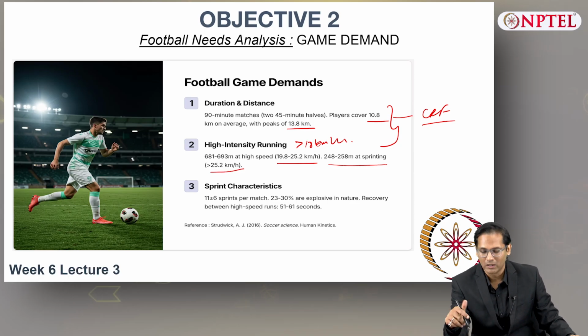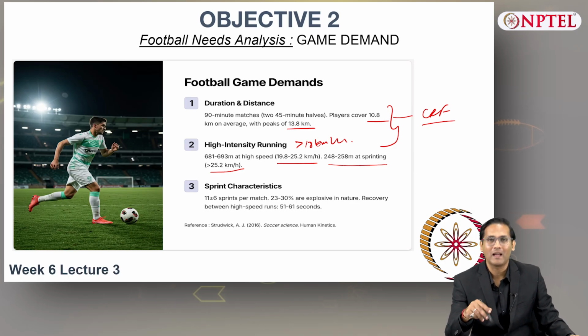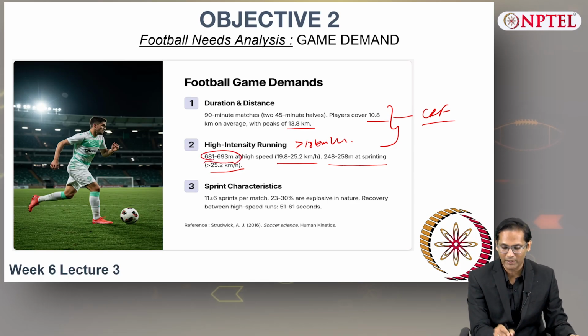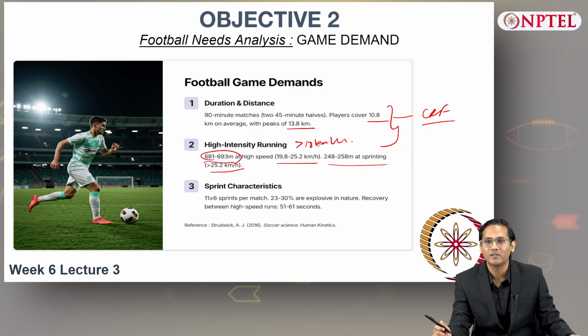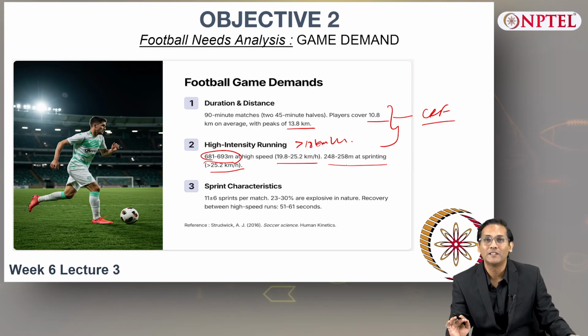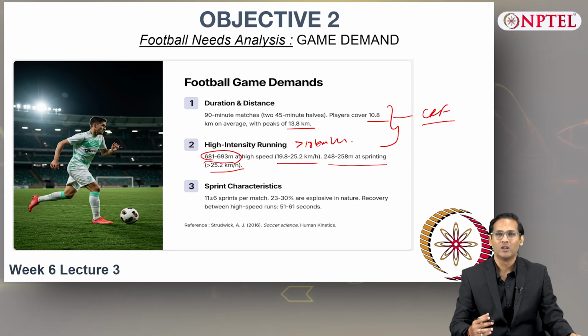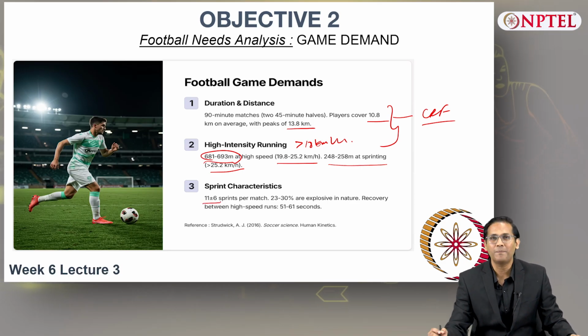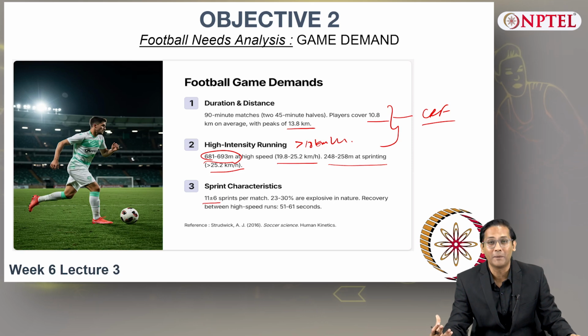So among the total distance that is covered, high speed running and sprinting are the two activities demanded for football, and the corresponding volume is around 700 meters of high speed running and up to 260 meters of sprinting. How many sprints? Around 11 plus or minus 6 sprints per match.